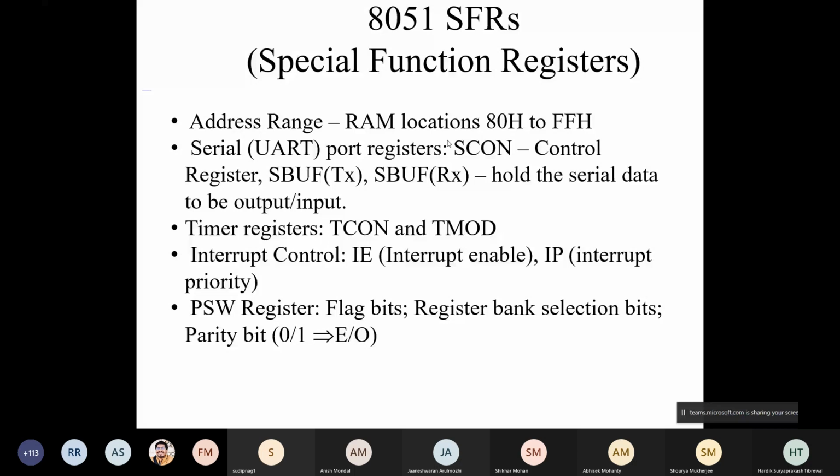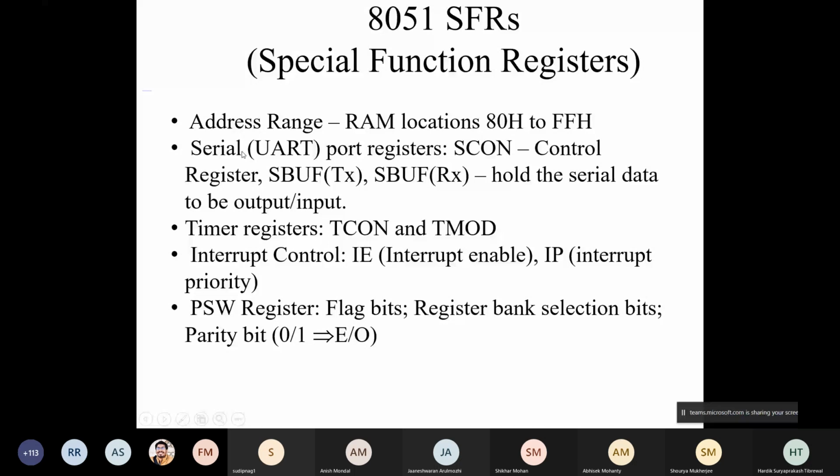If you look at the SFRs, each special function, like UART, is an input output function. Why is it called special? Because it is outside the microprocessor part, but within the microcontroller. That's why they call it a special function. So serial UART registers are there, like SCON, the serial control register, and SBUF, the serial buffer register for transmit and the serial buffer for receive. So there are 3 special function registers for the serial port UART.